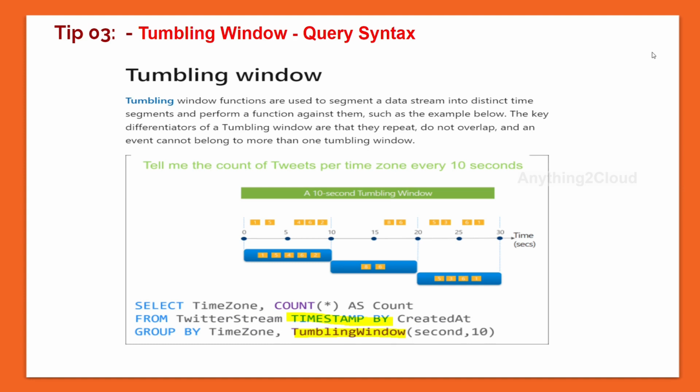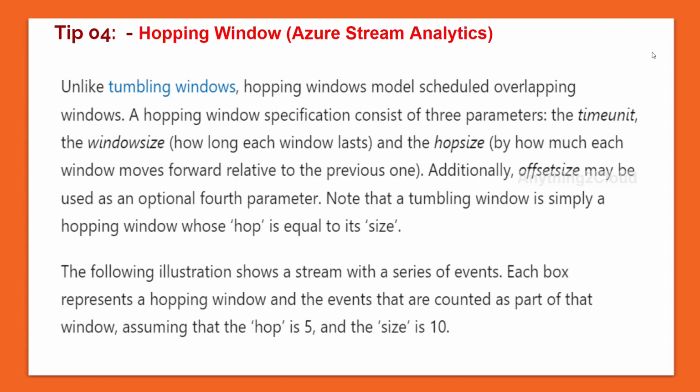Moving on to the next tip. The next tip is on hopping window. Unlike tumbling windows, hopping windows model scheduled overlapping windows. A hopping window specification consists of three parameters: the time unit, window size, and hop size. Additionally, the offset may be used as an optional fourth parameter. Note that a tumbling window is simply a hopping window whose hop is equal to its size.